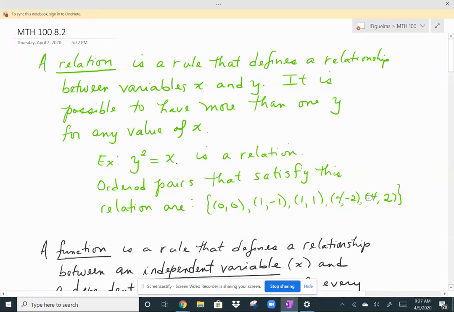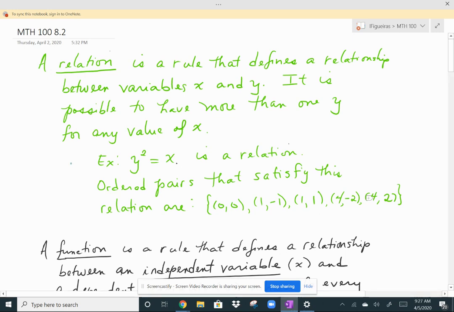Hi, this lesson is about functions and the domain and range of a function. Before we talk about what a function is, we have to understand what a relation is. A relation is a rule that defines a relationship between two variables, and we usually call them x and y. It is possible to have more than one y associated with any one value of x in a relation.